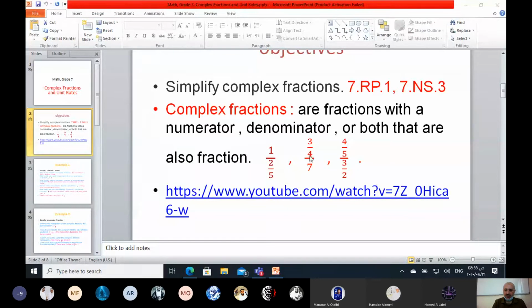In the second example here, up in the numerator we have a fraction, and down here we have a whole number. So it means we have a complex fraction, because up we have a fraction. So when we have a fraction in the numerator or in the denominator or in both, it means we have a complex fraction. This is the meaning of complex fraction. Look at this example.